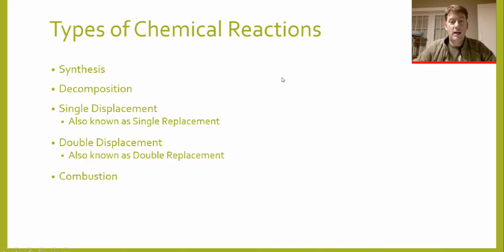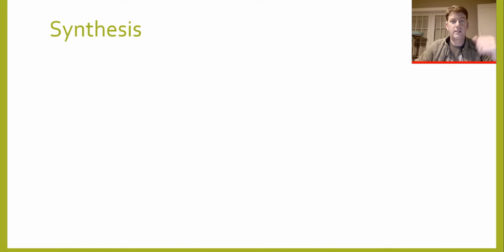So, first off, as we talk about the types of chemical reactions, there's 5 types that we're going to talk about. Synthesis, decomposition, single displacement, which is also called single replacement. Freshman year, the books that we used always talked about single replacement. Our chemistry book talks about single displacement, but they're really the same thing. So we also have double displacement and combustion. So let's talk about synthesis first.